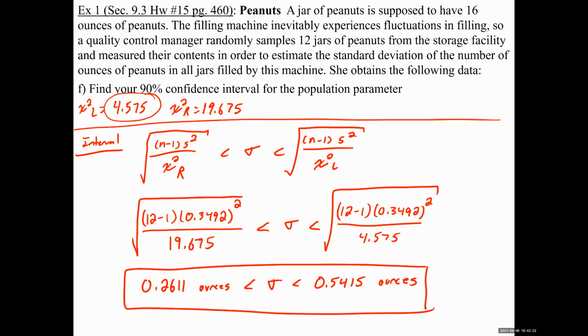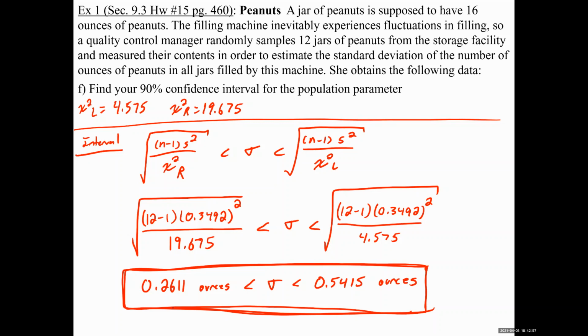Okay. Now, remember we're trying to figure out sigma, which is the standard deviation of the weights of all jars of peanuts made by this machine. Our best one number guess was 0.3492, was S. That's our best one number guess. But now we're saying a better guess is we think standard deviation is somewhere between 0.26 and 0.54 ounces. Instead of saying it's this one number, 0.3492, and that's it, we're saying we think it's somewhere between here and here.